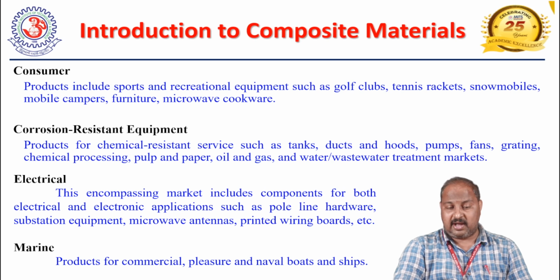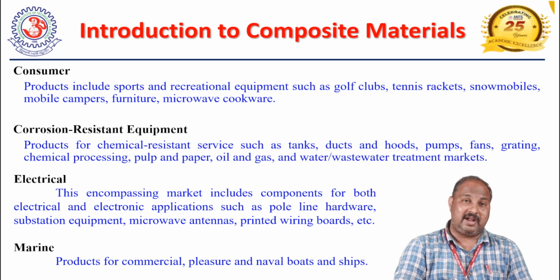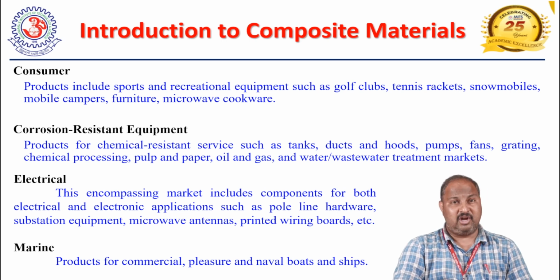Coming to the other important category of engineering application, which is marine, where products for commercial, pleasure, and naval boats and ships, boat hulls, and boat structures are made. Under the marine environment, the components are exposed to a saline or corrosive environment, and polymers are resistant to that kind of corrosion. Because of that, they find their applications in the marine sector too. Even submarine structures are being made with polymer composites.